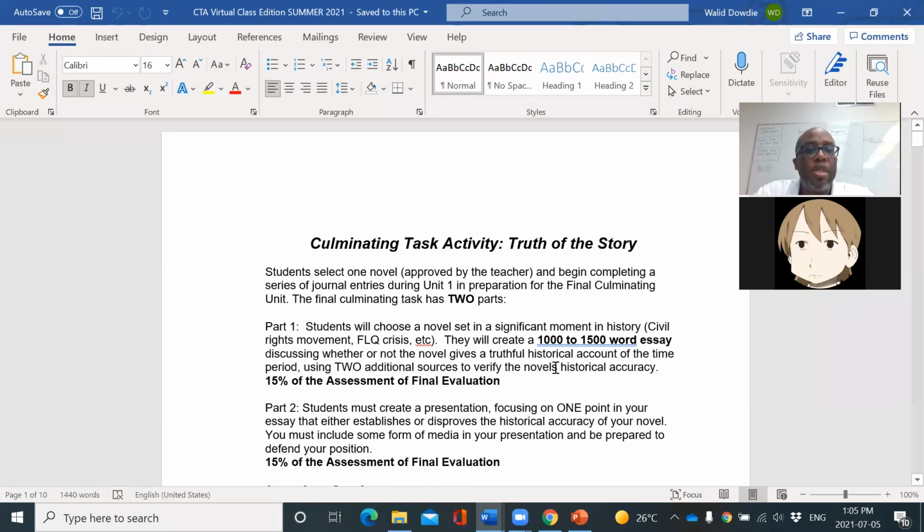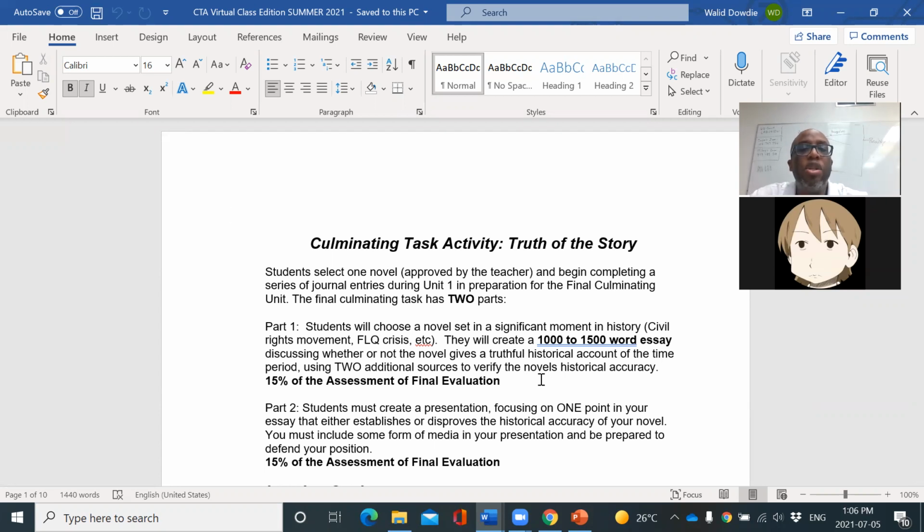The assignment, the CTA, is called Culminating Task Activity: Truth of the Story. Students will select one novel approved by the teacher and begin completing a series of journal entries. Don't worry about the journal entries. It just means you need to keep a series of notes in preparation for the final culminating unit. It consists of two parts.